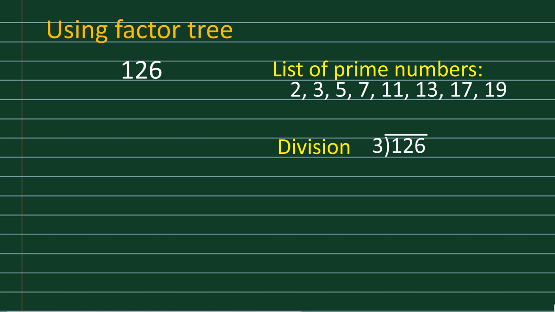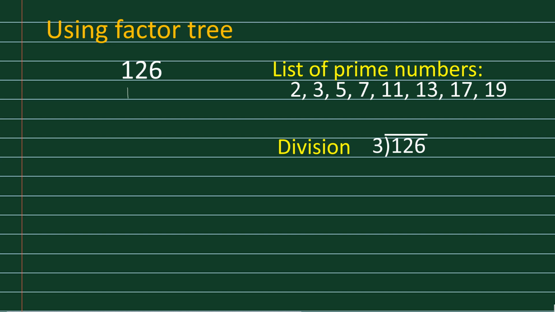So, let's divide 126 by 3. Why did I use 3? Because 126 is divisible by 3. How did I know that? If you can still remember your divisibility rules, you can add the digits to know if the number is divisible by 3. Let's try this one.